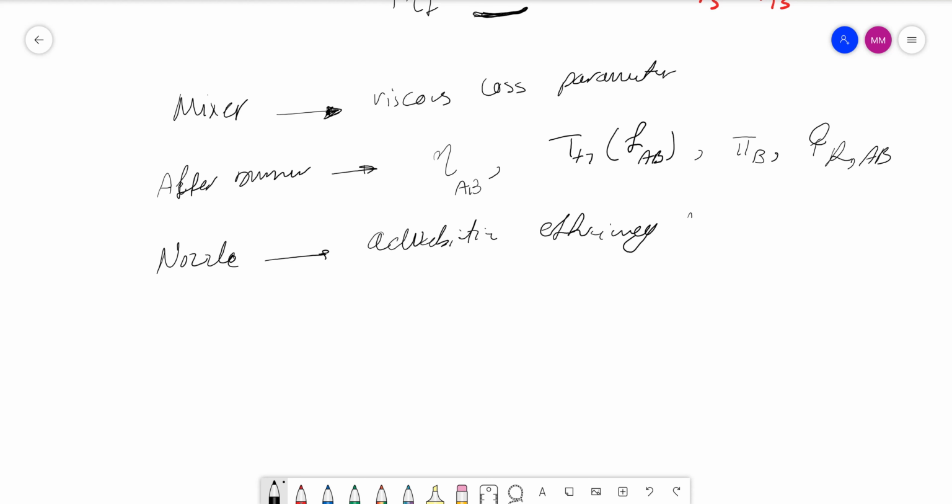Adiabatic efficiency, or eta, of the nozzle, or its total pressure parameter. Okay, we also need to have the nozzle exit pressure, or the area ratio, right? We have gone over all of these parts, so hopefully at this point you have mastered the process.